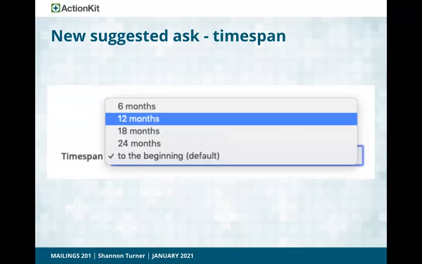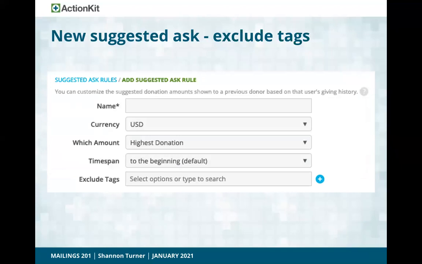Should we look at a person's donations from the beginning of time to figure out how much to ask them for, or just in the last 12 months? Again, you have a lot of options. There's also an option to exclude tags, which excludes donations made on any pages with those tags when it's looking at your highest donation and the time span as well.